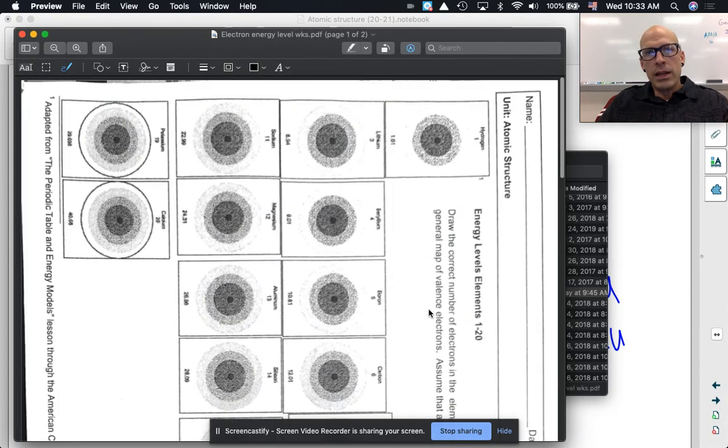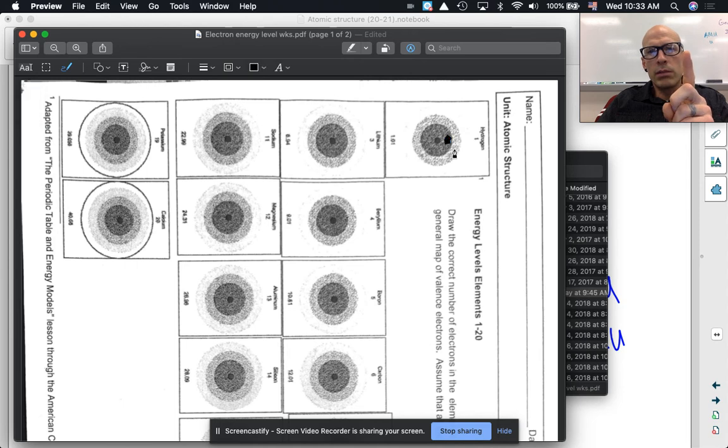And it says, assume that all elements have a net charge of 0. Now, what does that mean? That means the proton number and the electron number have to be what? This goes way back to when we first were doing atomic structure. For the net charge to be 0, the proton and the electron number have to be equal. Hopefully you remember that. So if hydrogen has a single proton, then it has to have a single electron.